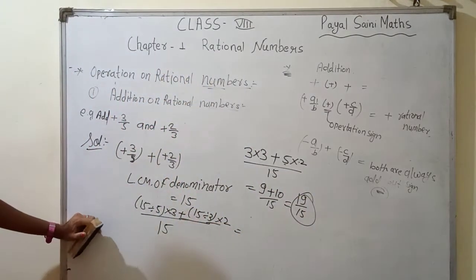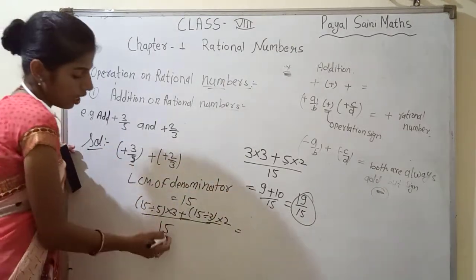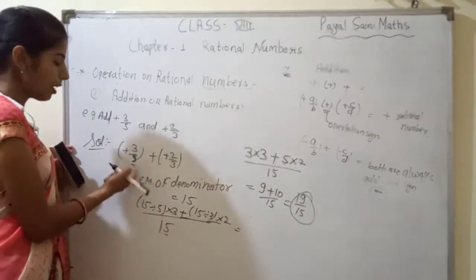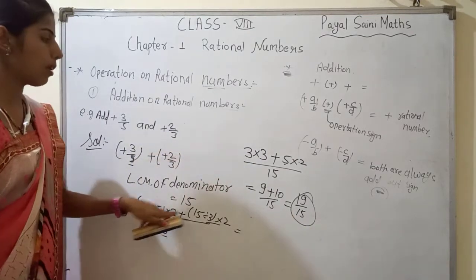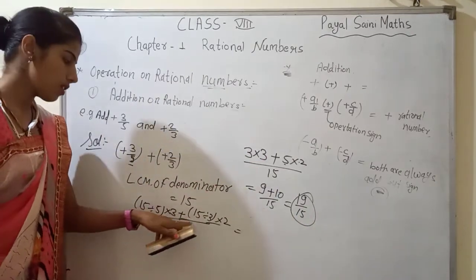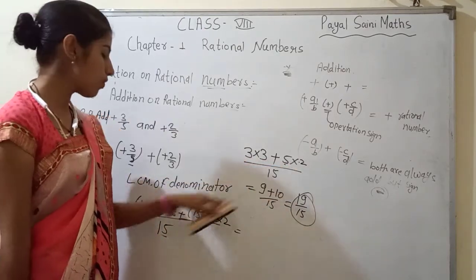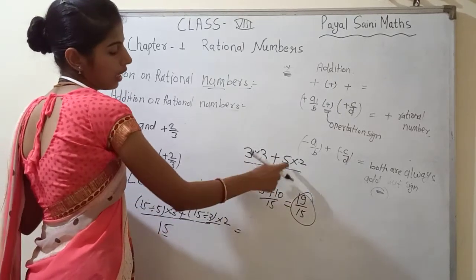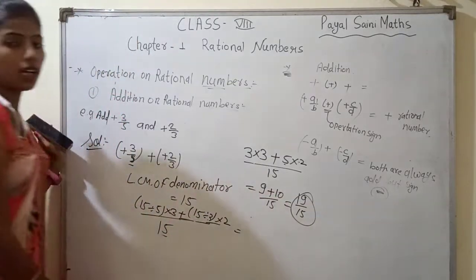How did your answer come? Its answer came by LCM. First we take the LCM. After the LCM, 15 divided by 5 is 3 times, and next multiply with 3, plus sign is the operation sign. Then 15 divided by 3 is 5 times, 5 multiply with 2. Then 3 threes are 9, plus sign, and 5 twos are 10, divided by 15. Then your answer is 19 by 15.